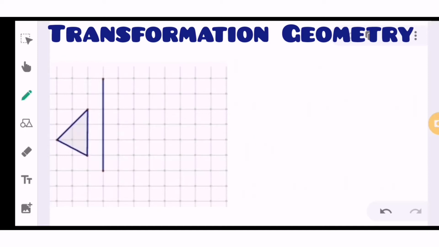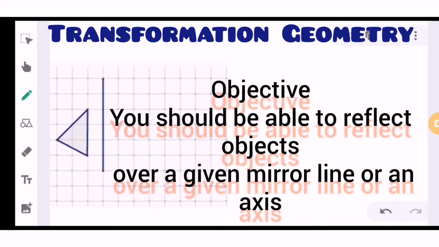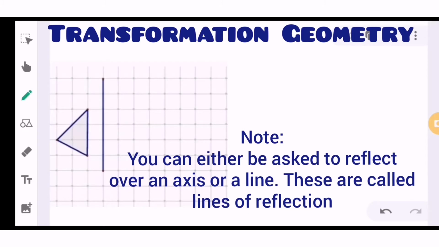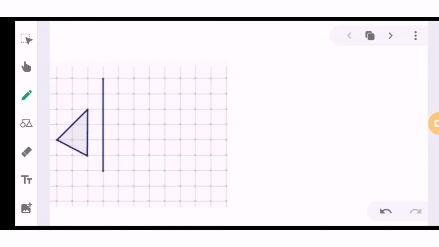So by the end of this lesson, you should be able to reflect a given point or a given object or figure over a given mirror line or over a given axis. We can either reflect over a mirror line or over an axis in cases where our axis refer to the mirror line of reflection.